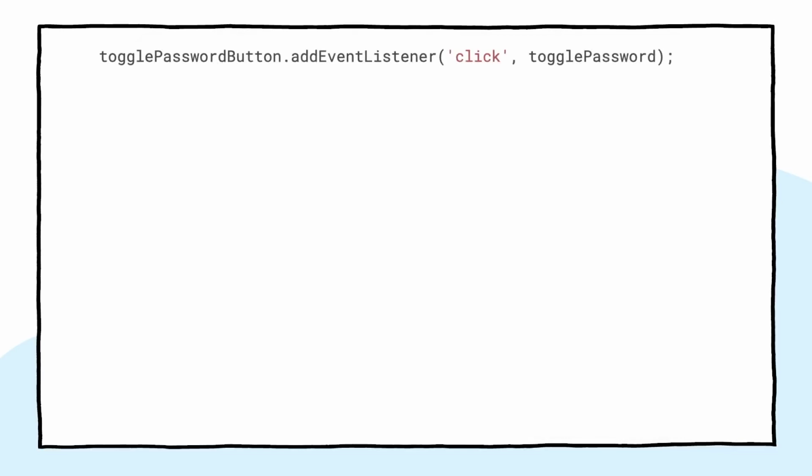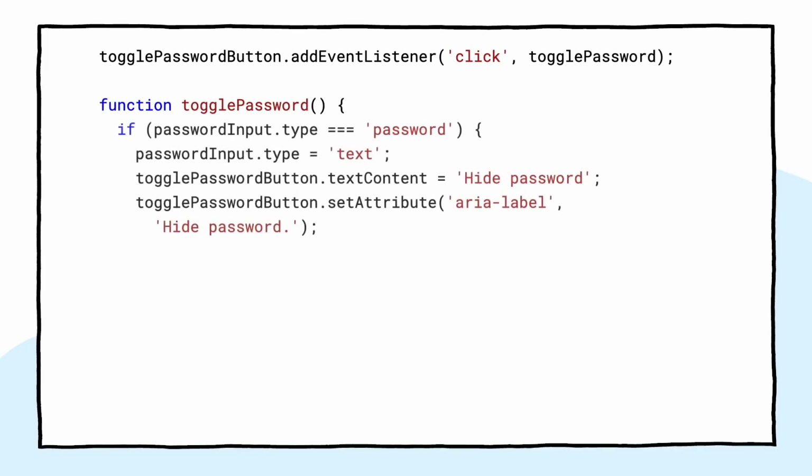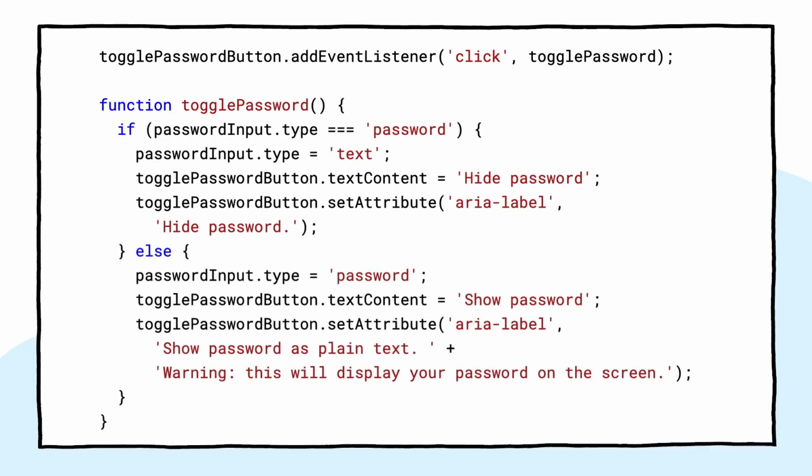It's really straightforward. You add a listener to your button and in the handler, toggle the password input type to text or password. Make sure to include an ARIA label to warn that the password will be displayed. Otherwise, users may inadvertently reveal passwords.